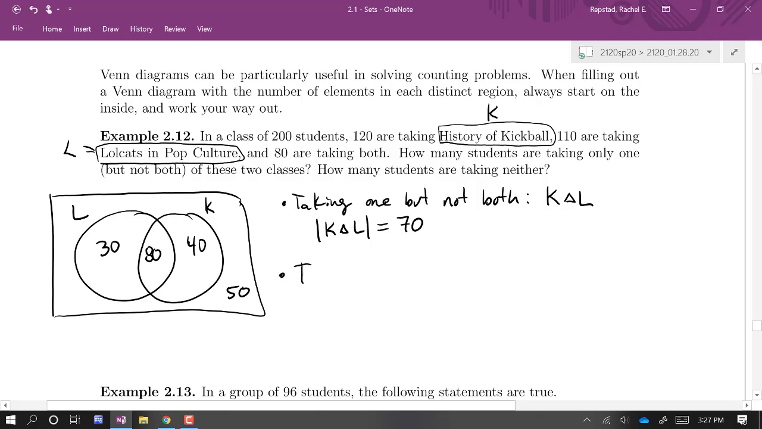How about taking neither? 50. And if I wanted to denote that set using set notation, it would be the complement. There's a couple different ways we could write it, but we have to be careful. To be taking neither course, that means you're not taking history of kickball and you're not taking the lolcats course. Intersection. Another way of saying that is you are not taking kickball or lolcats. So that's the same as being outside the union.